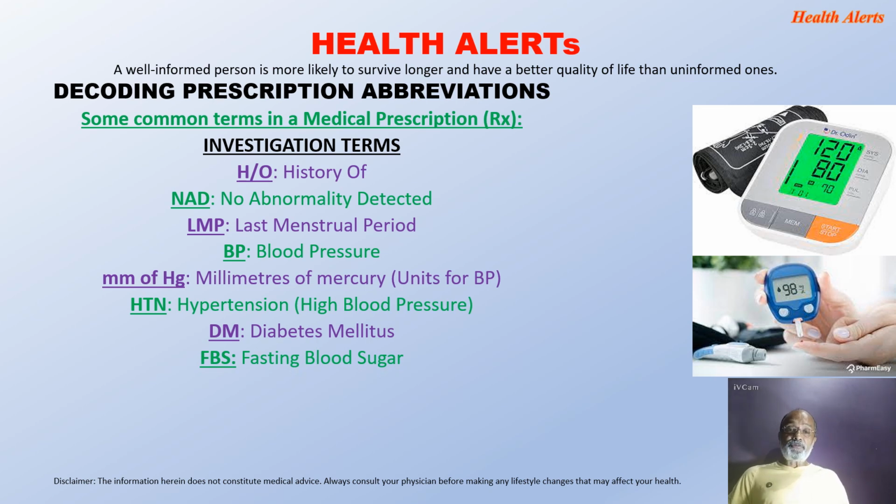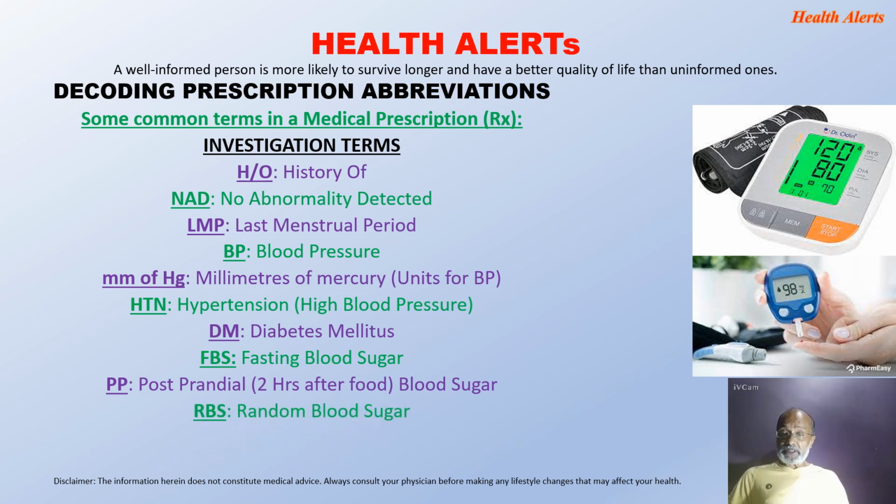FBS stands for fasting blood sugar. PP stands for postprandial blood sugar, that is 2 hours after food had been taken by the patient, the blood sugar level. RBS stands for random blood sugar, that is at any point of time if blood sugar measurement is taken, then it can be called as random blood sugar.